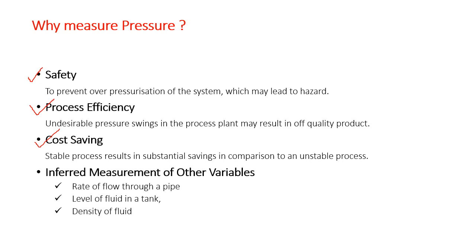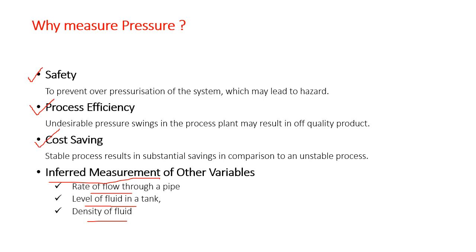There are other ways by which inferred measurement can be taken through pressure, such as the rate of flow through a pipe, the liquid level in a tank, or the density of the fluid. So these are for the inferred measurement of other variables, right? By measuring the pressure, you can measure the rate of flow, or basically you can measure the flow by measuring the differential pressure between 2 points in the pipeline.